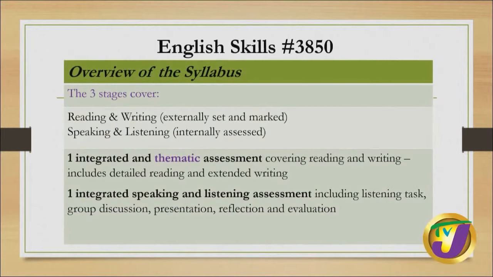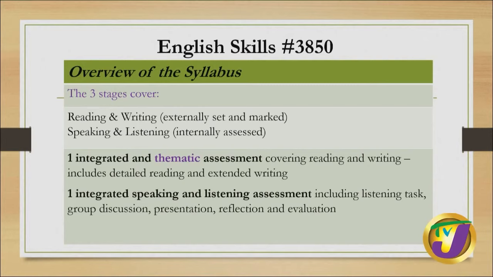Now, all 3 stages have these components. So we have the reading and writing that is externally set and marked. So your papers are set in the UK, they are sent to Jamaica, you sit your exams here, and the papers are sent back to the UK to be marked, and then your results and your certificates come from the UK back to you here in Jamaica. The speaking and listening units are assessed locally. So your teachers will do the assessment and your head of department will supervise the process.